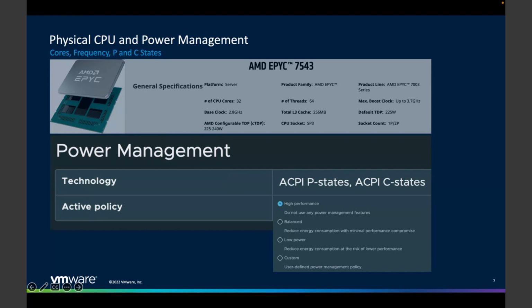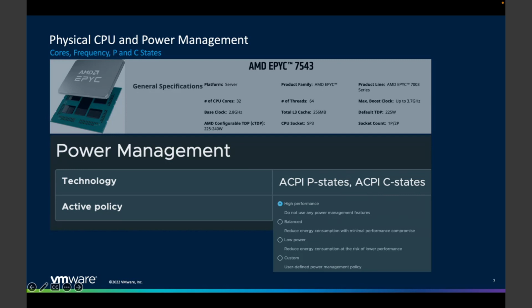Now, the CPU that I'm using for my front end is the AMD EPYC 7543. It doesn't matter if it's Intel or AMD, but one of the most important things to get your performance consistent is the power management of the CPU. There are two types of power management: P states and C states. The P states are the performance states, so everything that you get above base frequency.